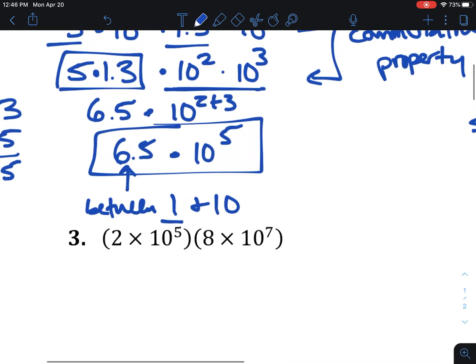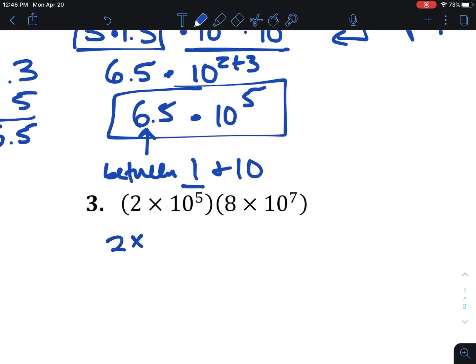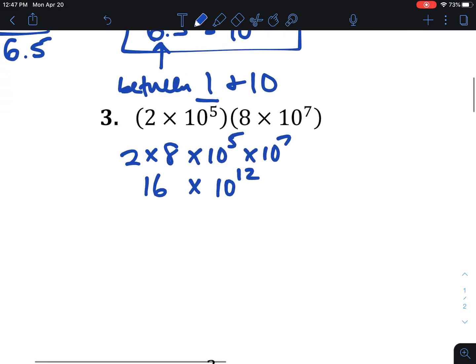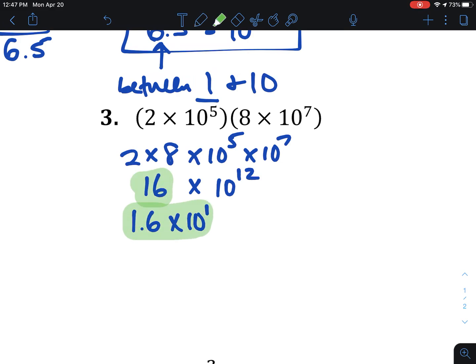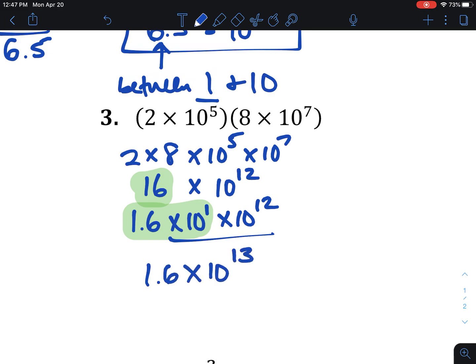Okay, there's two examples. Let's do a couple more. So for this one, again, let's rearrange using our commutative property. 2 times 8 is 16. These 10s would make 10 to the 12th by adding their exponents. 16 is too big. We got to make it in between 1 and 10. It'd be 1.6 times 10 to the 1st. 16 would be this. We're going to bring down the times 10 to the 12th. Then we'll just combine those powers of 10. So 1.6 times 10 to the 13th would be our answer for that one.